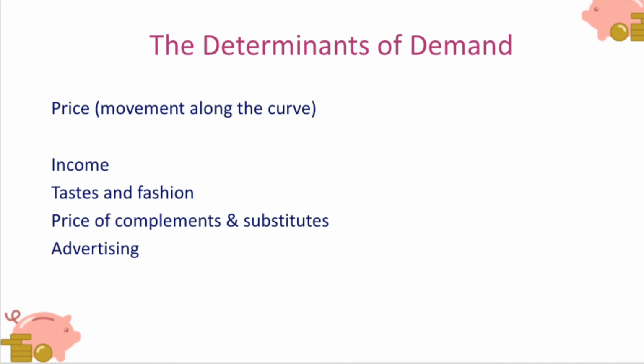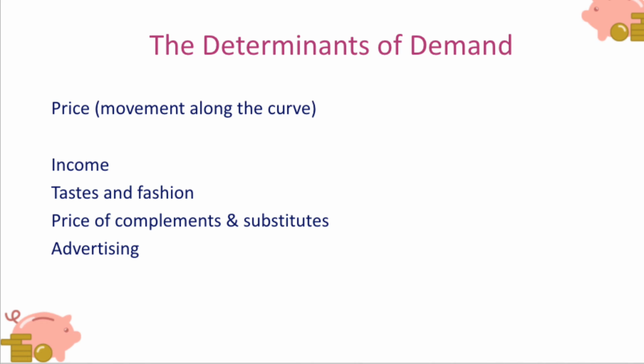But other factors, other determinants of demand, will cause the demand curve to shift. An increase in income will cause the demand curve to shift out to the right. An increase in tastes and fashions will increase demand. So if something becomes fashionable, the demand for it will increase, shifting the demand curve out to the right.